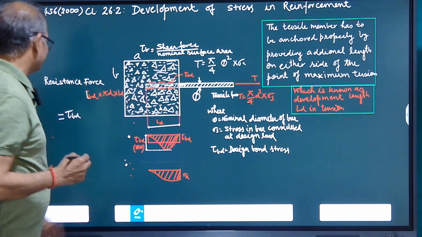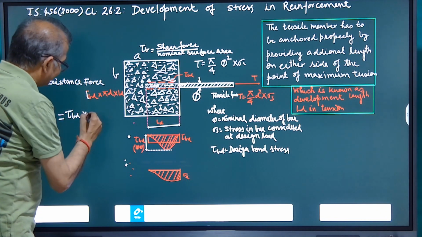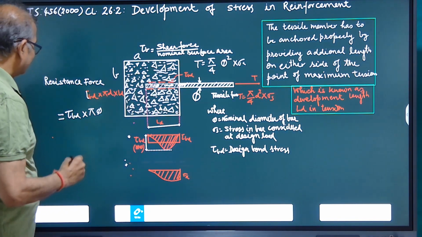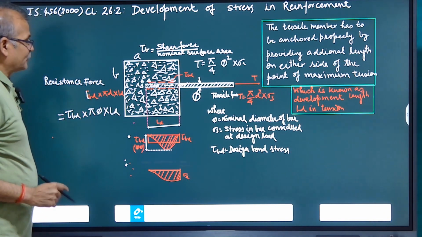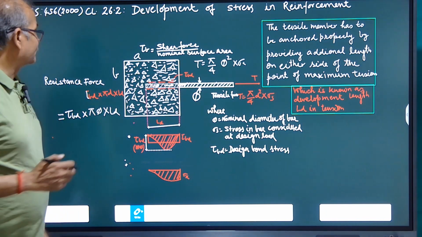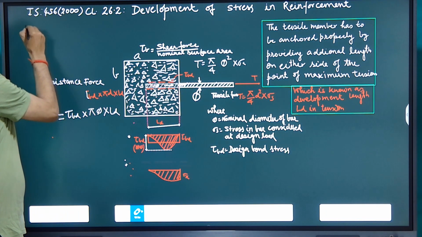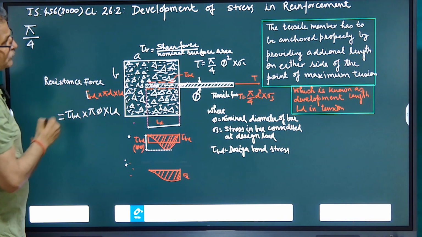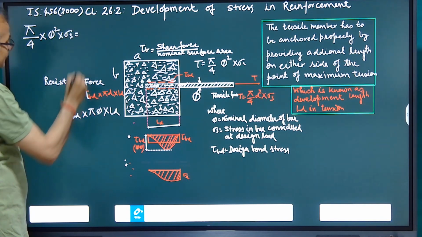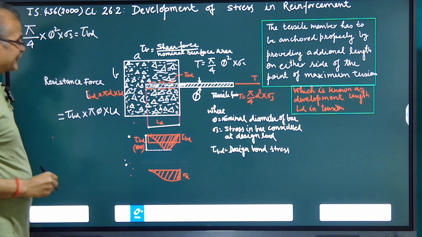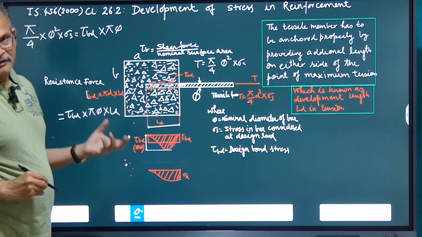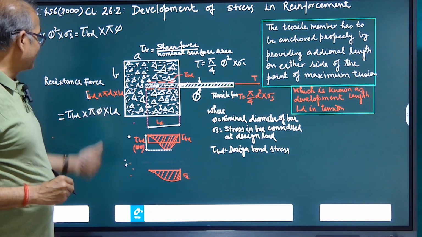So that surface area will be 2 pi r, or we can say pi into phi into this length. This length is nothing but development length. How much length is required? So this length is LD. Now to keep the equilibrium, this resisting force will be equal to the tensile force applied. So we can equate pi by 4 into phi square into tensile stress sigma s equal to tau Bd bond stress into pi phi, 2 pi r, we can say 2 r is d, so pi phi into development length.